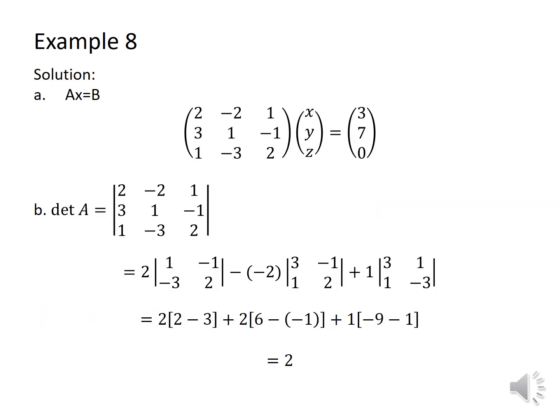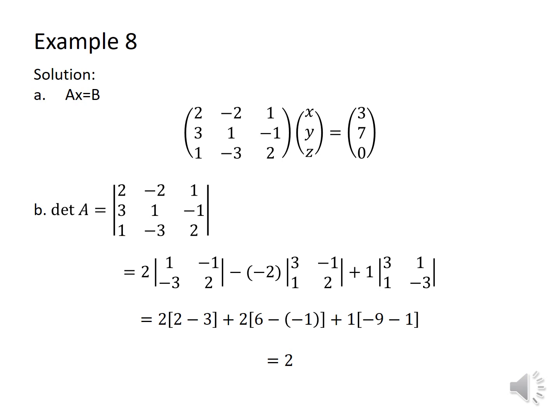For the A part, the matrix equation is AX equal to B. So the matrix A will be the coefficients of X, Y, Z for each equation. And the matrix X is the unknowns, X, Y, Z. And the matrix B is the constants for each equation.